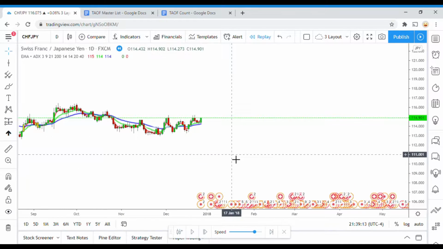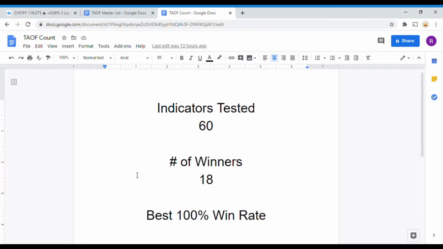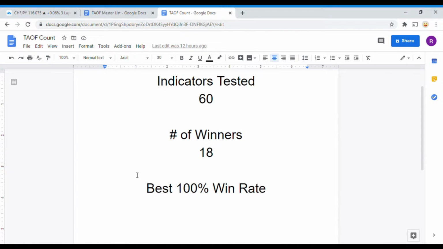Alright, as I said, today we will be testing the EMA plus ADX indicator. But before we do, I wanted to put the indicator scoreboard up for everyone to see. So to date, we have tested 60 indicators, and out of those 60 indicators, 18 of them have been winners, which means that they have met or exceeded the 60% win-loss ratio threshold that we have set. The best one so far was able to achieve a 100% win rate.